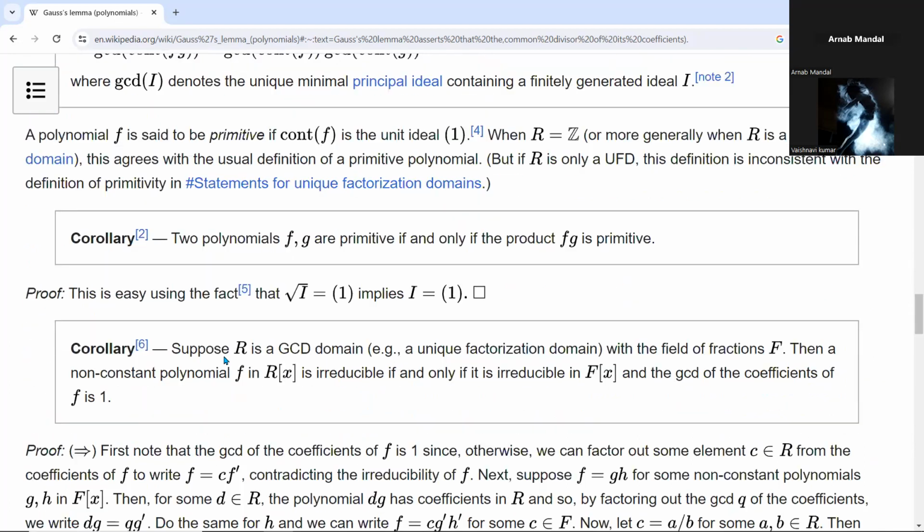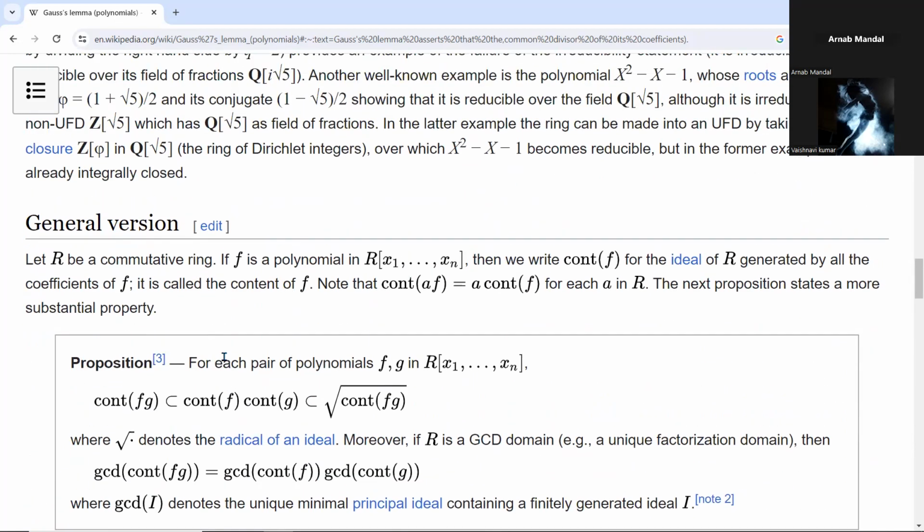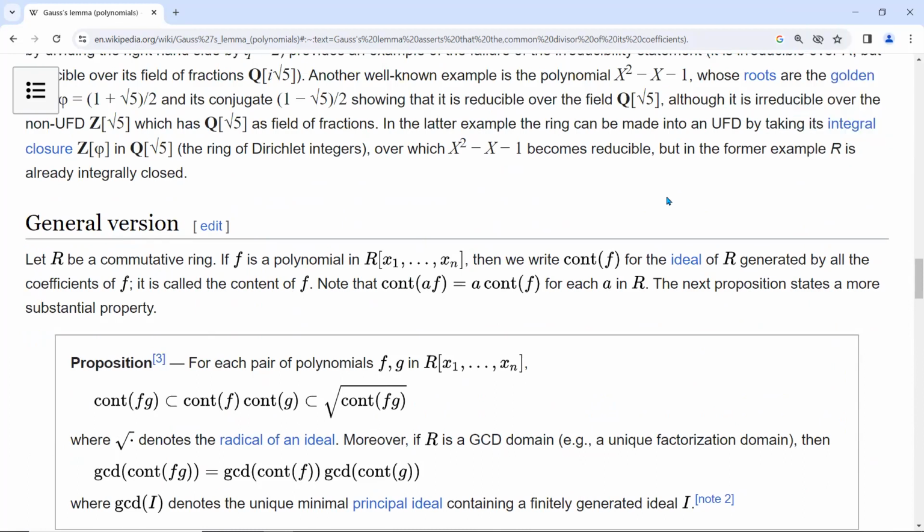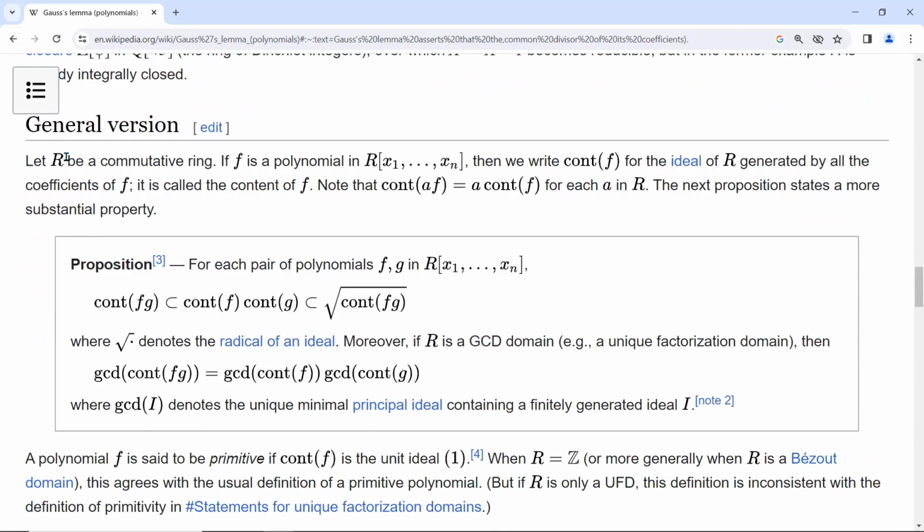I mean, just look at it. But yeah, let's try to understand this thing at whatever level one can. So let R be a commutative ring, and now you just go for general polynomials in finitely many variables. Then there's a content, and the content is now defined as the ideal generated by the coefficients. Right? Because that's the good thing to do. Let's take this definition for the moment.